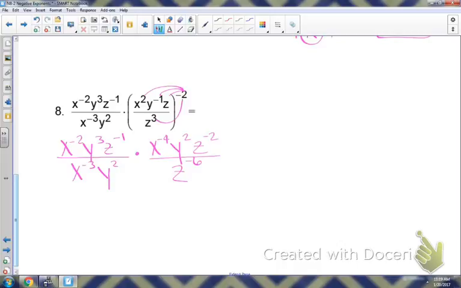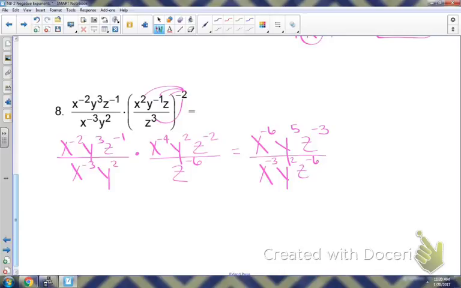Alright, so now this looks similar to what we had on 6 and 7. We're going to multiply the tops, multiply the bottoms. Notice this time we don't have coefficients, so that's fine, we don't have to worry about those. We're only going to be multiplying the bases that are the same. So we'll multiply the x's, so we'll add the exponents. So it'll be x to the -6. And then that would be y to the 5th. And z to the -3rd. Over x to the -3rd, y squared, and z to the -6.